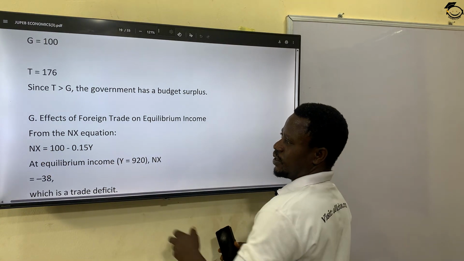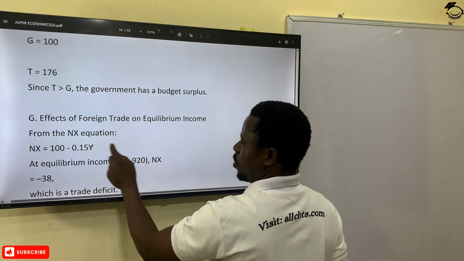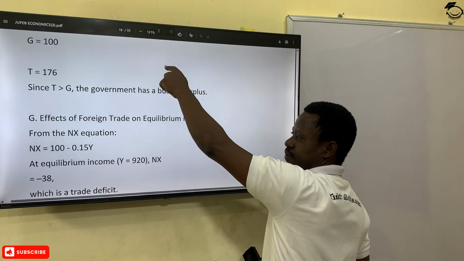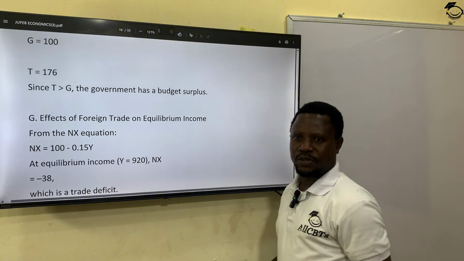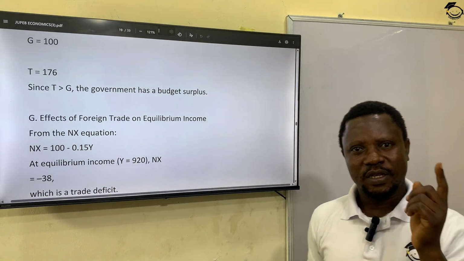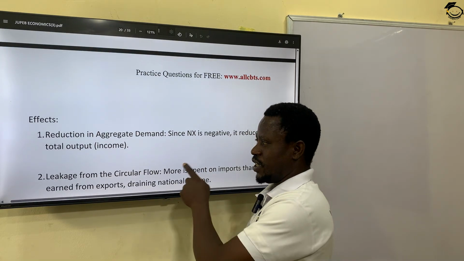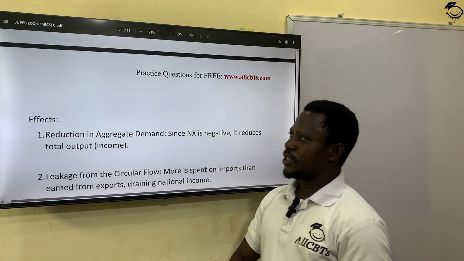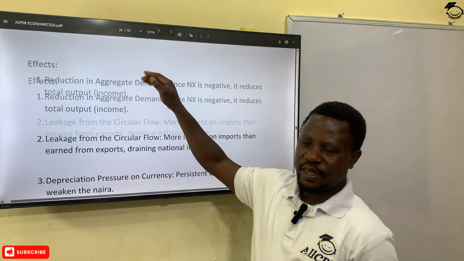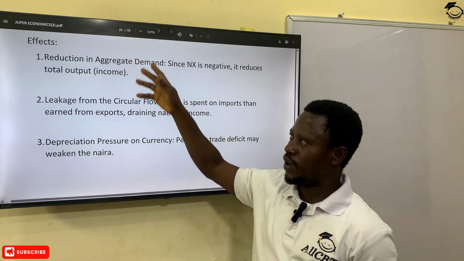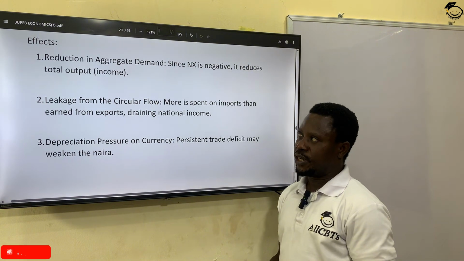We just solved it initially: 100 minus 0.5 times 920. We did that earlier, where we got minus 38. That minus 38 is negative, and negative means a deficit trade. So we have a deficit trade from that negative. Now the question is, what are the effects of this? That's also part of the question given to you, the effects on the Nigerian economy income model.